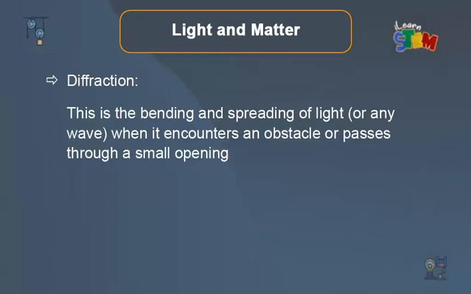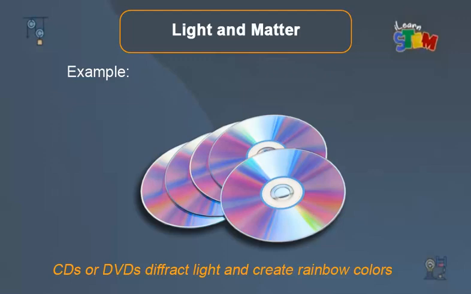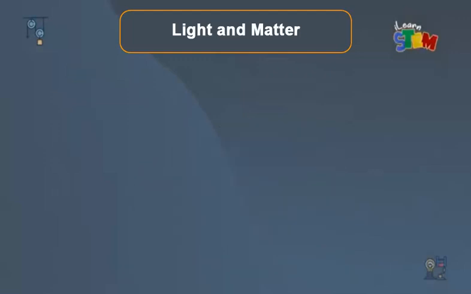Diffraction. This is the bending and spreading of light, or any wave, when it encounters an obstacle or passes through a small opening. Example. CDs or DVDs. The closely spaced tracks diffract light and create rainbow colors.